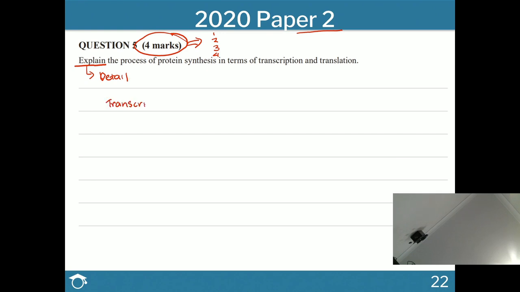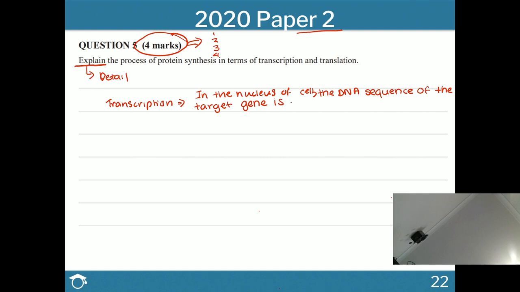So, transcription is our first step. In the nucleus of the cell, the DNA sequence of the target gene is transcribed into a single strand mRNA molecule by RNA polymerase.